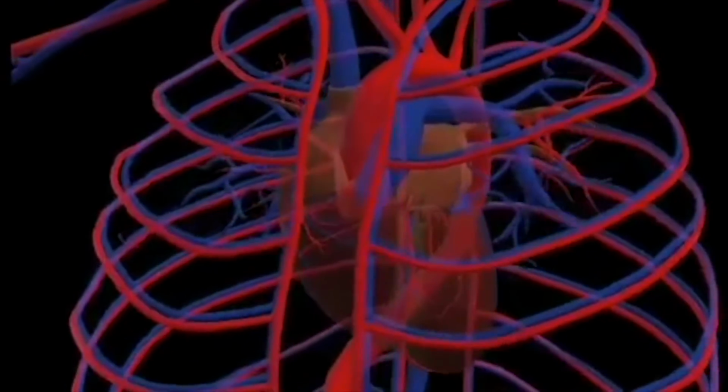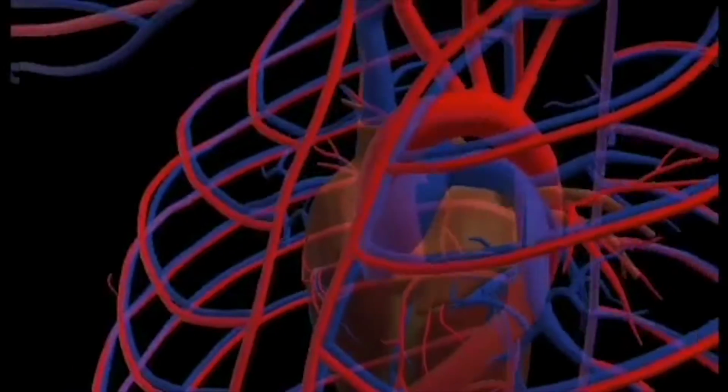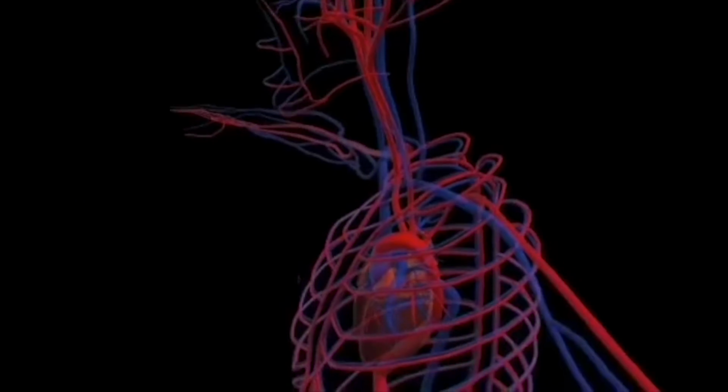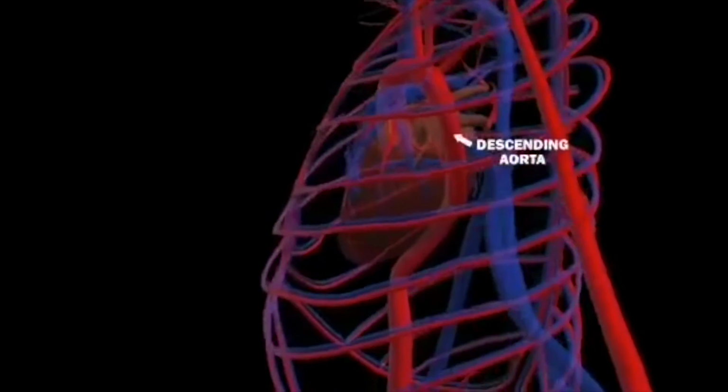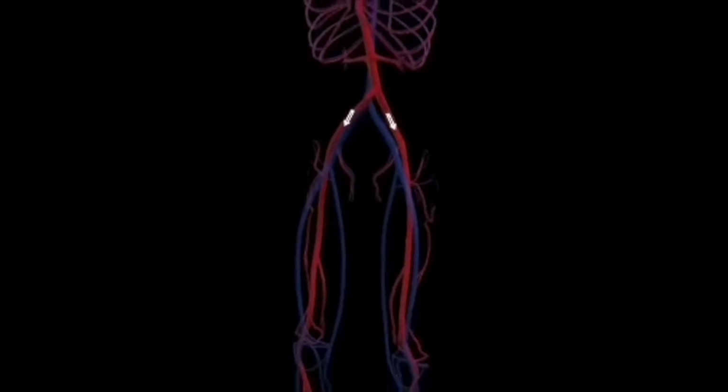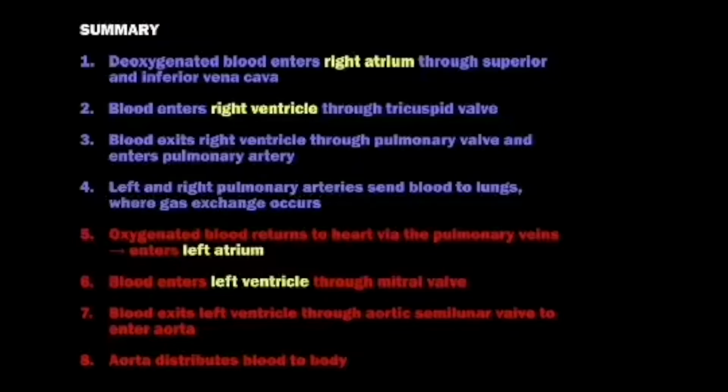The aortic arch has 3 major branches, which supply the head and arms with blood. Then the aorta curls downward behind the heart, forming the descending aorta, which descends through the chest and continues down through the abdomen. In the abdomen, the descending aorta splits to supply the pelvis and legs with blood.